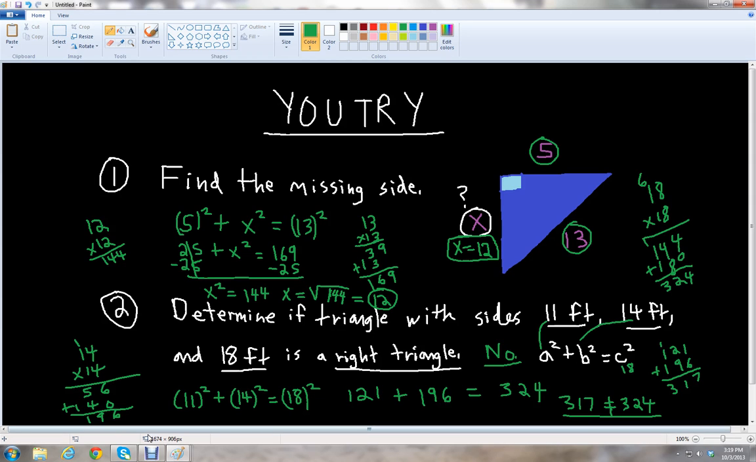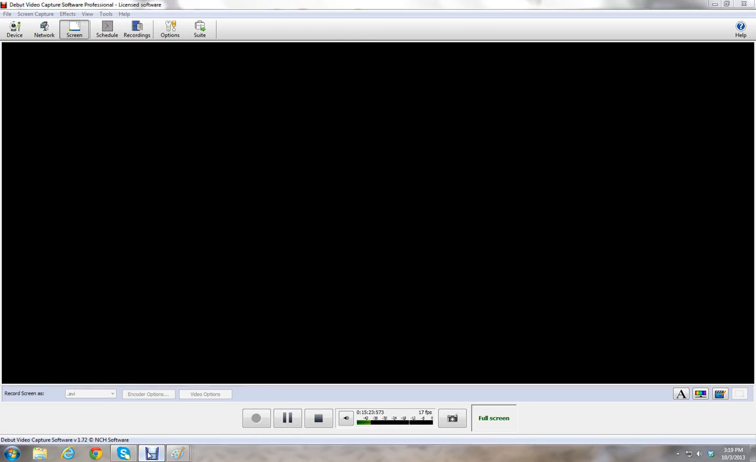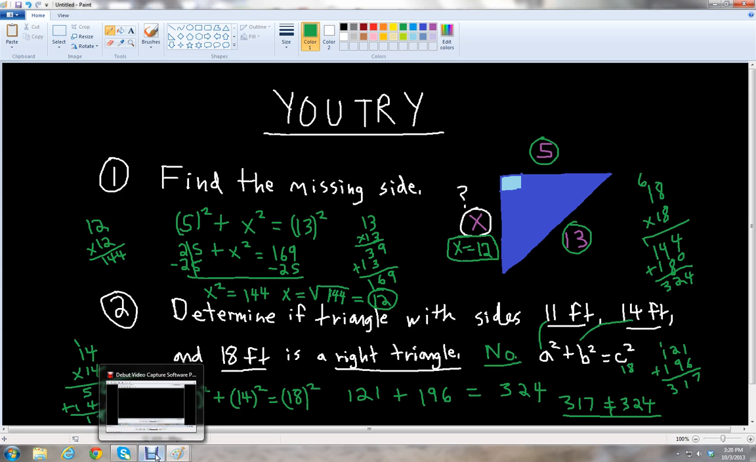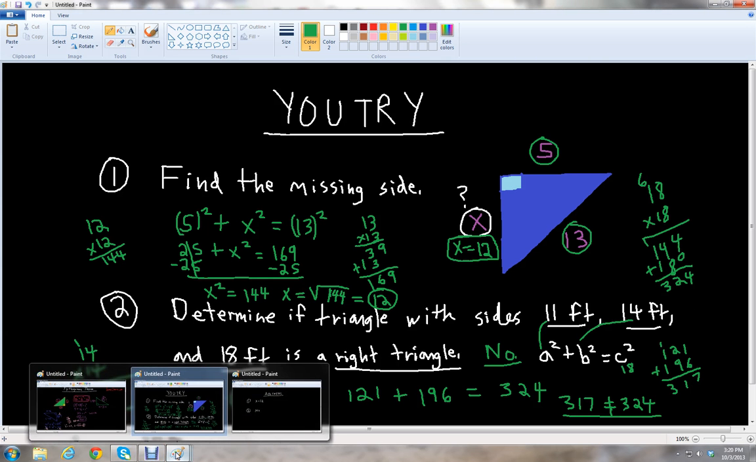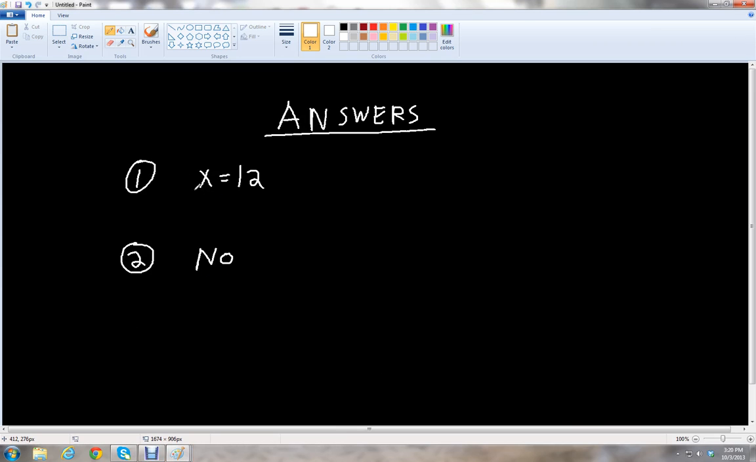So let's check our answers here. Yes, we have x equals 12, and no, it's not a right triangle. So that's right. So if you got those, excellent job.